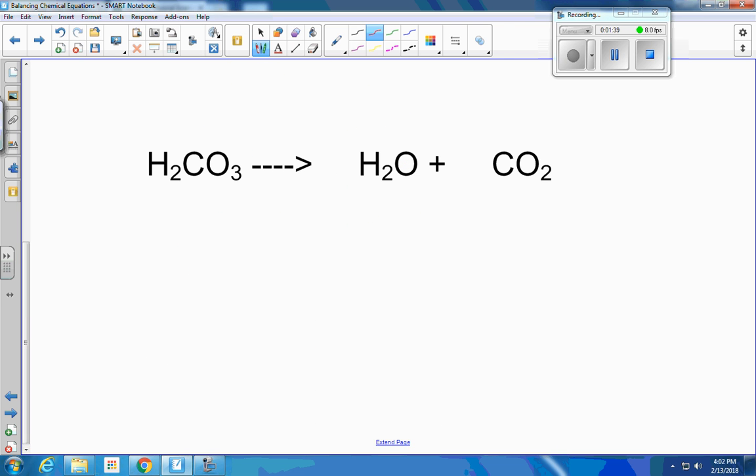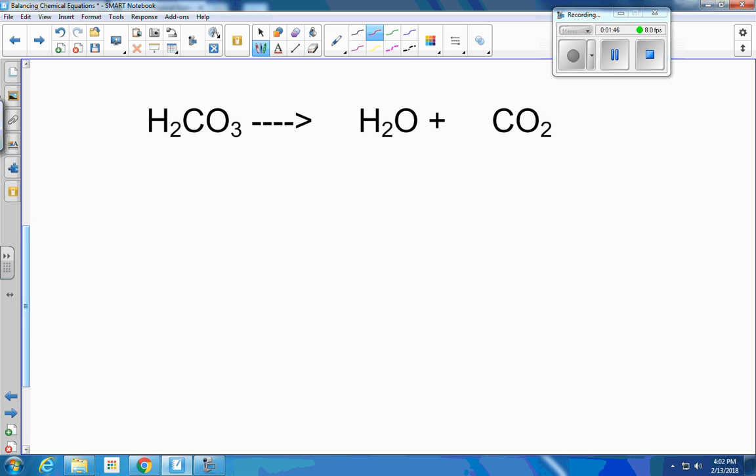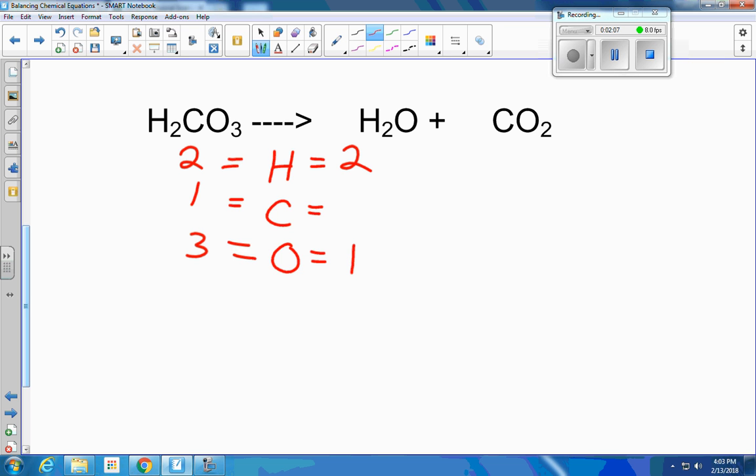Now if we go down to the equation below, in this equation we have hydrogen, carbon, and oxygen. I have 2 hydrogen, 1 carbon, 3 oxygen on the reactant side. On the product side, I have 2 hydrogen. I have 1 oxygen, 1 carbon, plus 2 more oxygen.